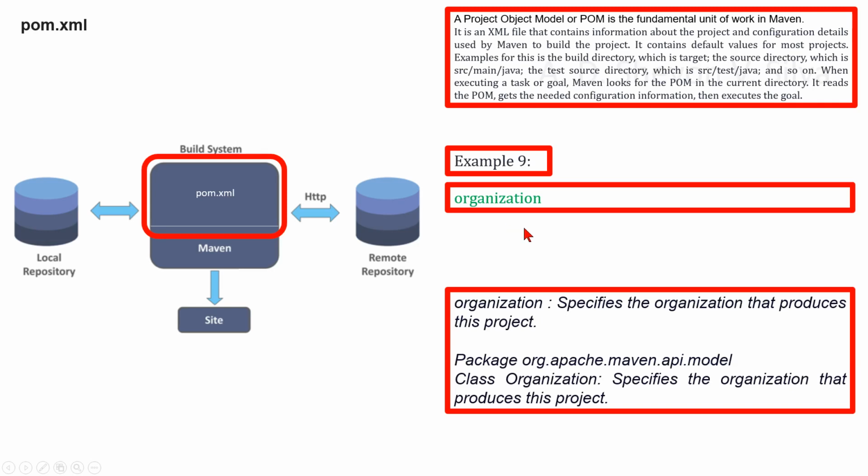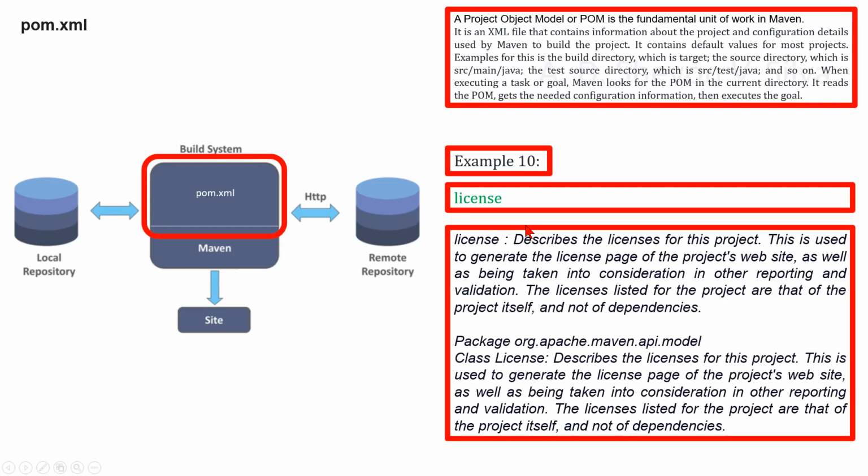Organization specifies the organization that produces this project. With the API class Organization in package org.apache.maven.api.model, it specifies the organization that produces this project. License, describes the licenses for this project. This is used to generate the license page of the project's website, as well as being taken into consideration in other reporting and validation. The licenses listed for the project are that of the project itself and not of dependencies.